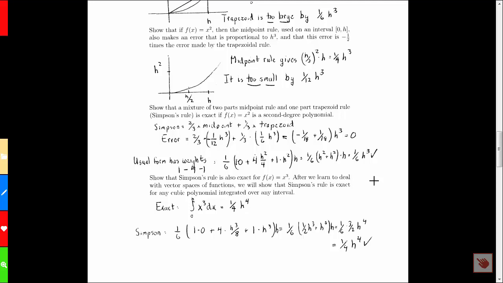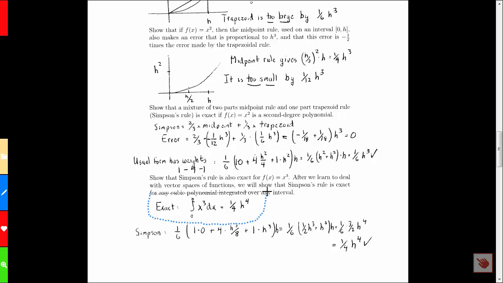Now there's a remarkable piece of serendipity. Simpson's Rule turns out also to be exact for cubic polynomials. And once we can deal with vector spaces of functions, we'll show that it's exact not only for the specific cubic polynomial x cubed, but for an arbitrary cubic polynomial, and we'll be able to come up with a very simple proof of this fact. For the moment, I just want to show you this serendipitous result.